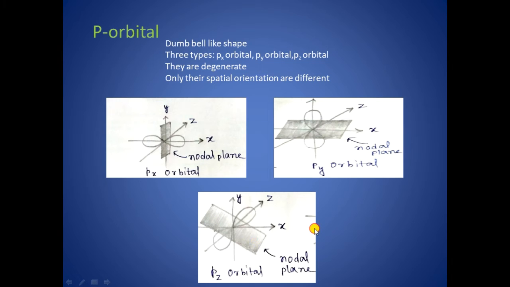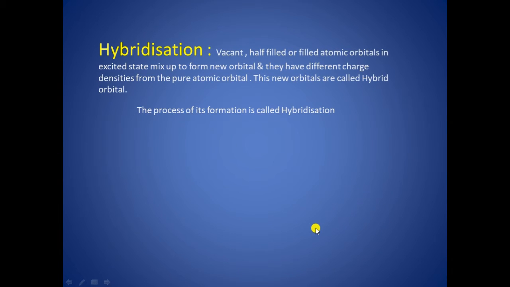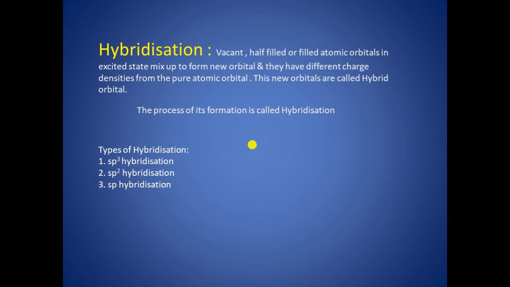Now, hybridization. Atomic orbitals, whether vacant, half-filled or filled in the excited state, mix up to form new orbitals having different charge densities from the pure atomic orbitals. And the process by which these orbitals mix up is called hybridization, and the new orbitals are called hybrid orbitals. They have the same shape, energy and size, that is, they are equivalent, but they differ in their spatial orientation about the nucleus of the atom.